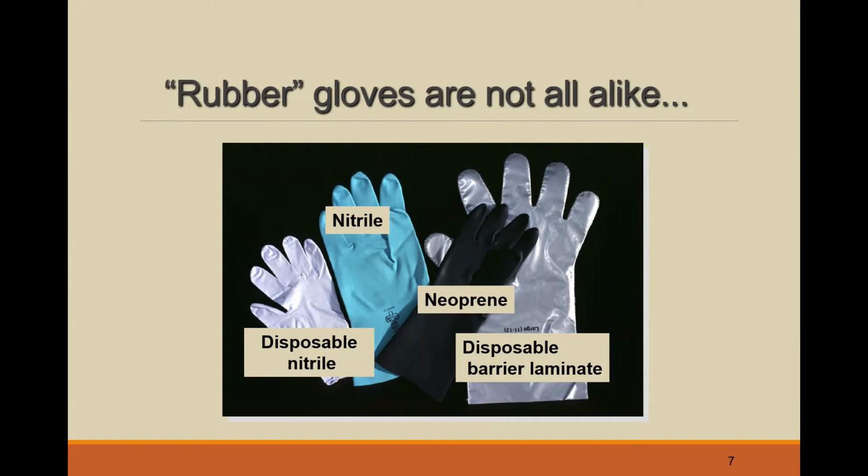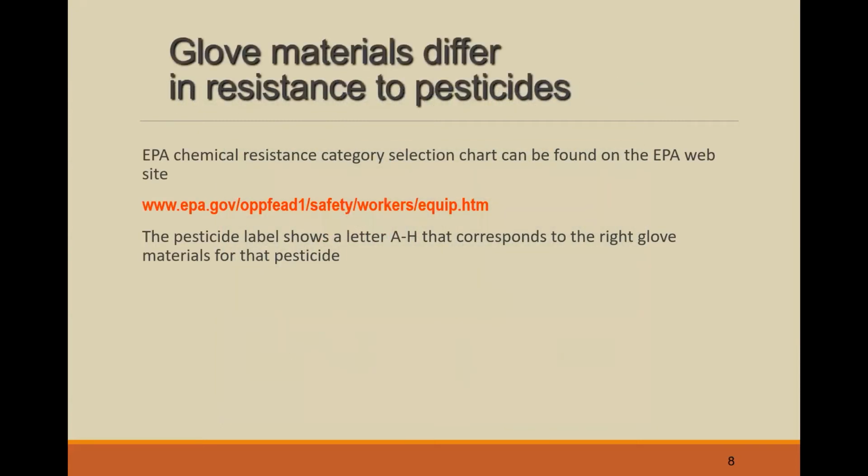Most of those, like the disposable nitrile, that is exactly what they are. They're one-time use. Once we come to the end of that use, we're going to discard them and put on a new pair. Where some of these others may have the liners in them that we can replace, and we can keep using them over and over again and get more use out of those before we have to purchase a new pair of them. Glove materials, they differ in resistance to pesticide.